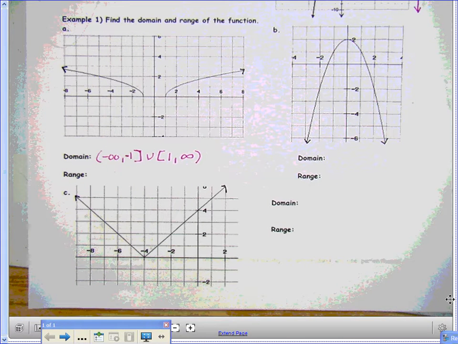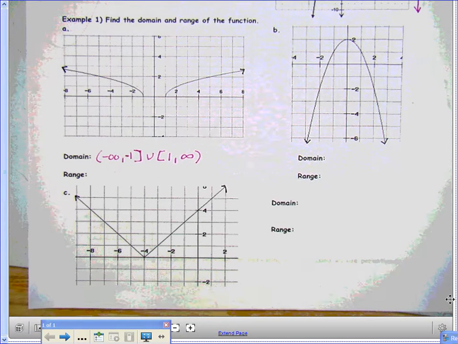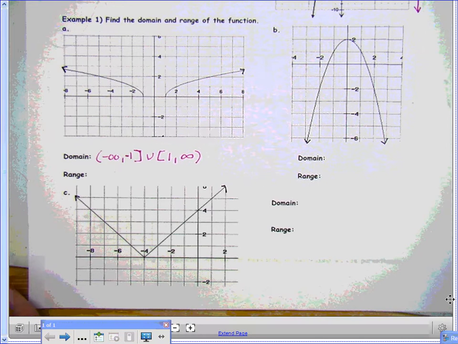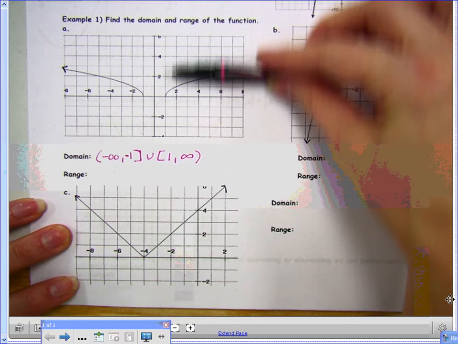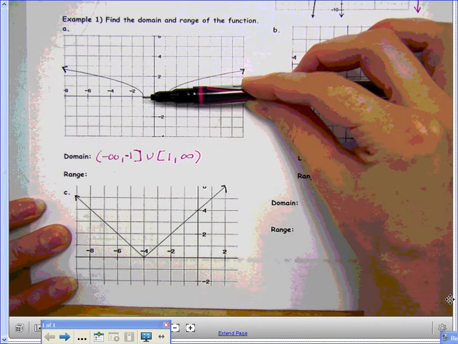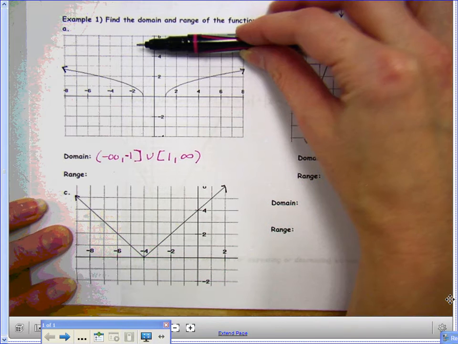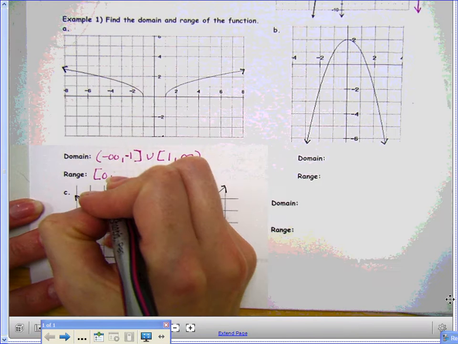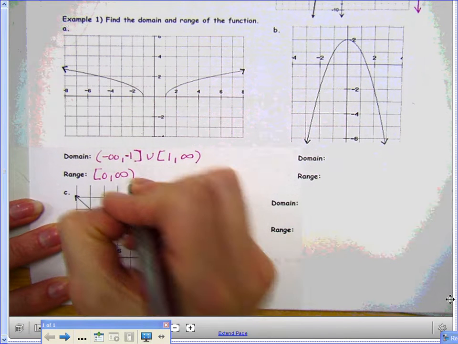So who can give me the range for this one? Where are my y values starting at? 0. So now my y values, remember, go this way. So y values start here at 0, and they're going to where? All the way to infinity, because the arrow's on the end of my graph. So we have bracket 0 to infinity, parentheses.